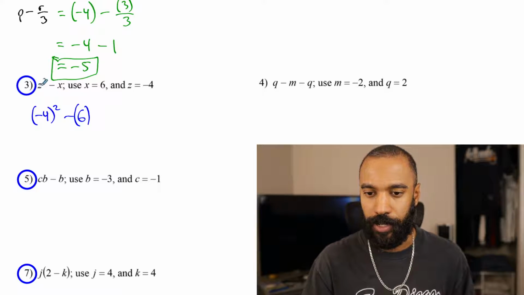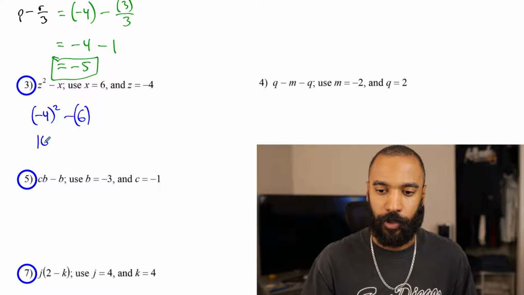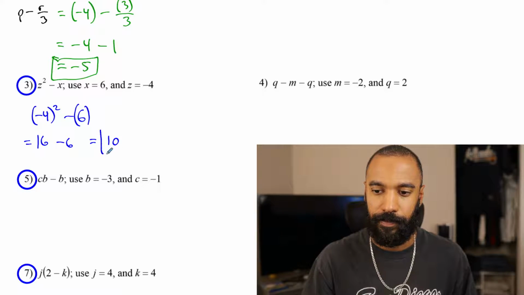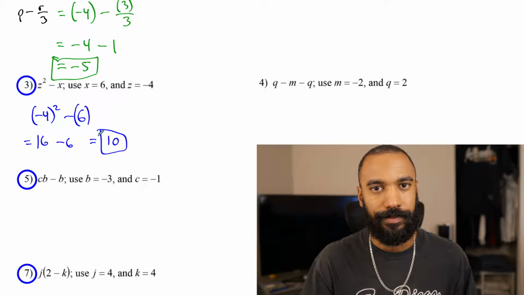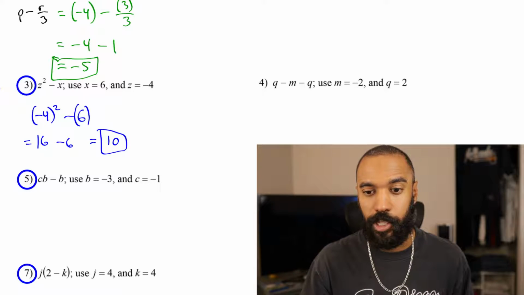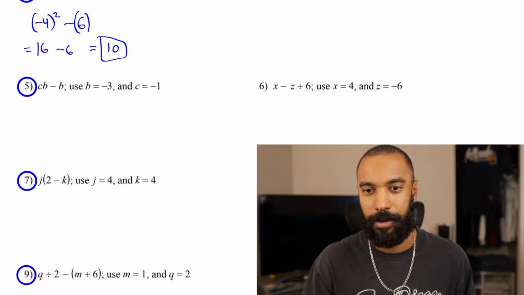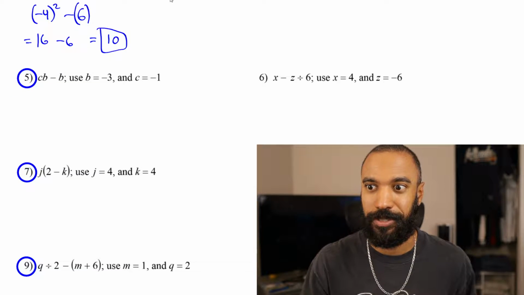Close the parentheses when you're done looking at that letter. Negative 4 squared is 16. I just said this before. And 16 minus 6 equals 10. All good. That's it. Like I said, these problems can go fast if we know to use our damn parentheses.